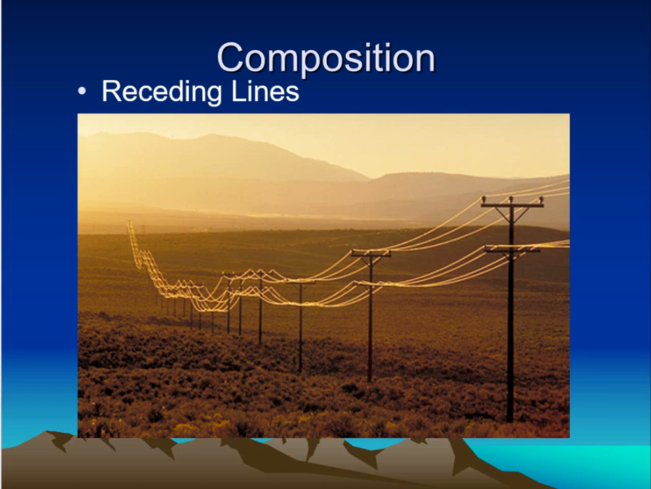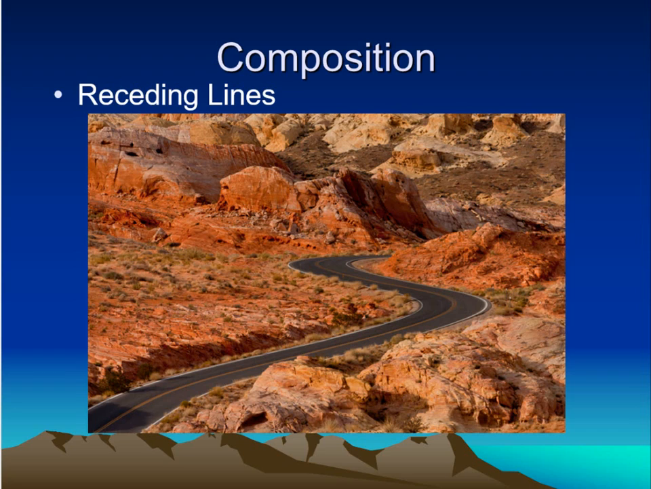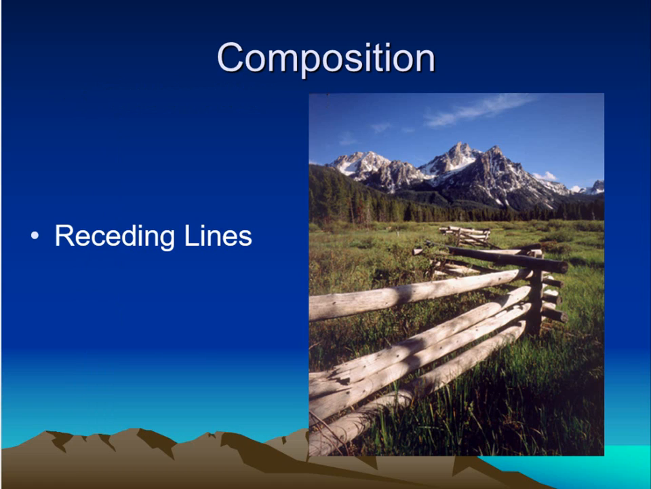Here is a roadway that is also a receding line, but also probably fits in more to what we call the S-curve type of thing, but again, coming out of the corner and heading off into the distance. This is Idaho, and this is definitely receding lines, again, coming out of the foreground. These lines lead the viewer to the mountains, which are the star of the photograph.